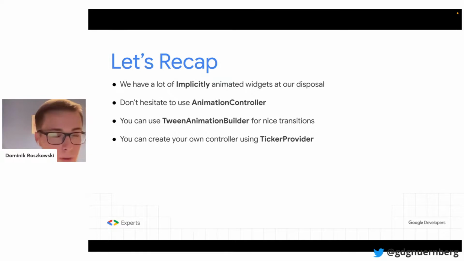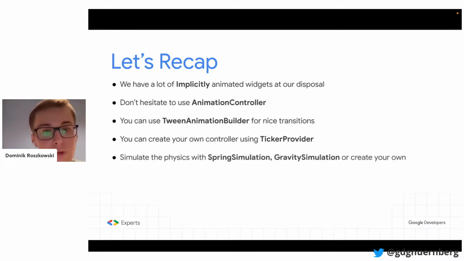If you want to go really low level, you can go with the ticker provider. And for instance, in my case, I went with the change notifier to make sure that my widgets get rebuilt every time my ticker provider tells me that the new frame is rendering. And if you want, you can simulate some physics behavior with some built-in spring simulation, gravity simulation, or you can create your own by just implementing the interface.